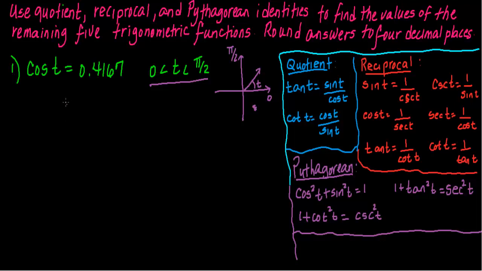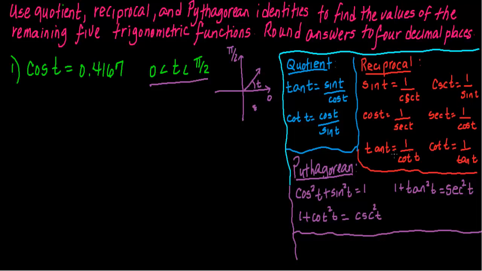So let's go ahead and use these identities to find the other functions. They gave me cosine. Now, what can I do with cosine? If I wanted to find tangent, look over here in your quotient identities. If I wanted to find tangent, I would need to know sine and also cosine. I know what cosine is, but I don't know what sine is. So right now, I can't find tangent, okay? Because that would be 2 unknown values in an equation, and that's impossible to solve. Cotangent, same thing. I can't use it because I don't have enough information to solve for cotangent. I would need sine, okay?